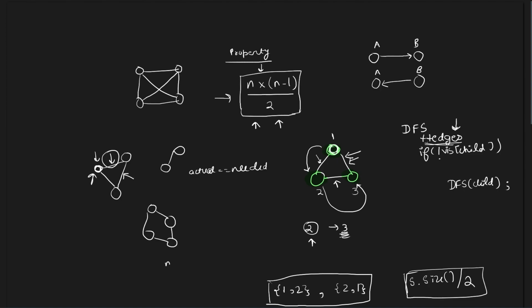So if we are going from node to child, we are going to insert node comma child in the set, as well as we are also going to insert child comma node in our set, right? At the end, how do we get the total number of edges in our graph in any connected component? We just do our set dot size divided by 2.